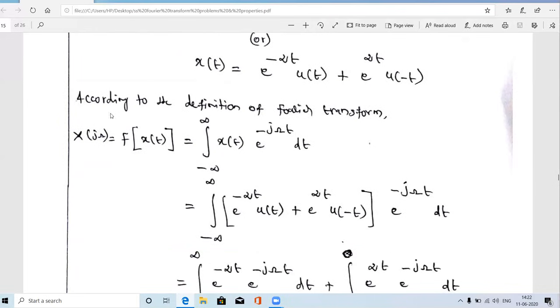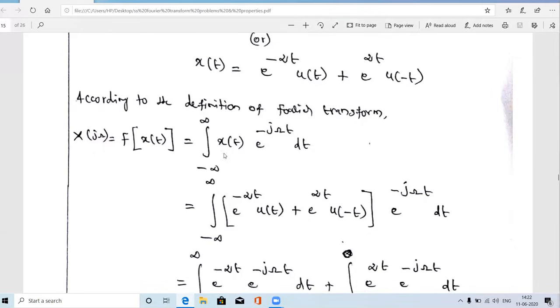Next, according to the definition of the Fourier transform, what is the Fourier transform formula? The Fourier transform of the time domain signal x(t) can be represented as capital X(jω), which is equal to the integration from minus infinity to infinity of x(t) e^(-jωt) dt. This is the Fourier transform formula.